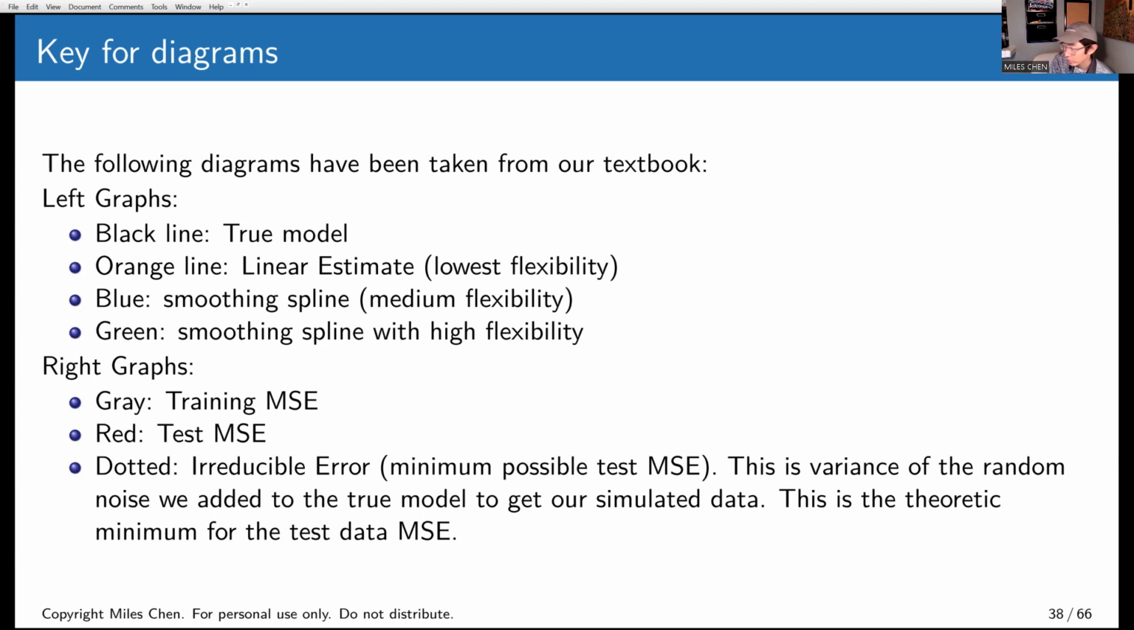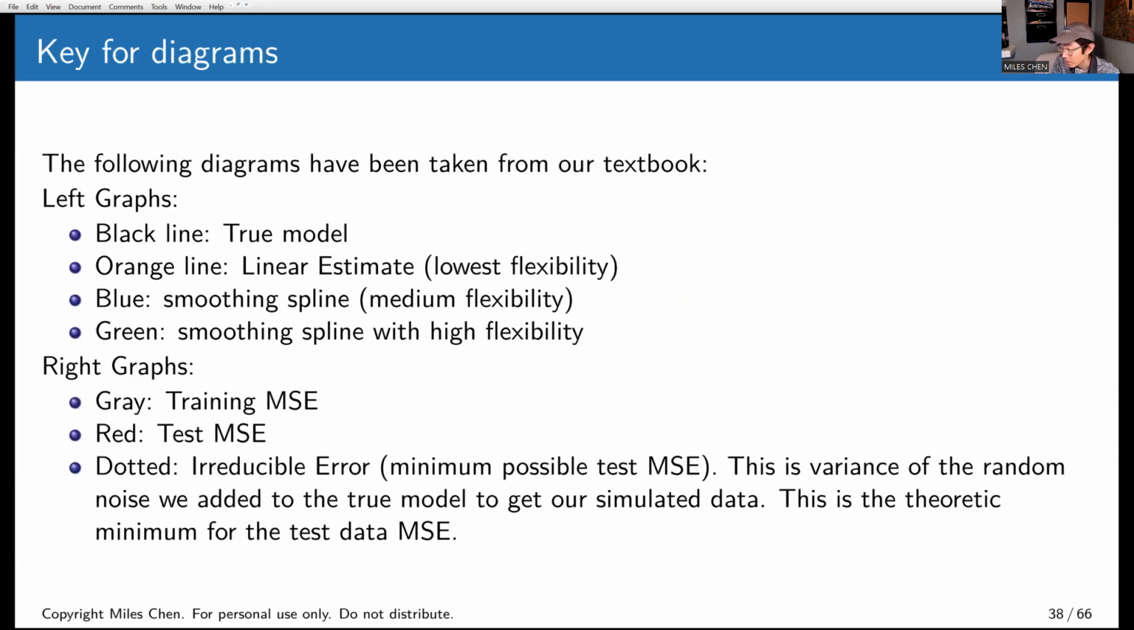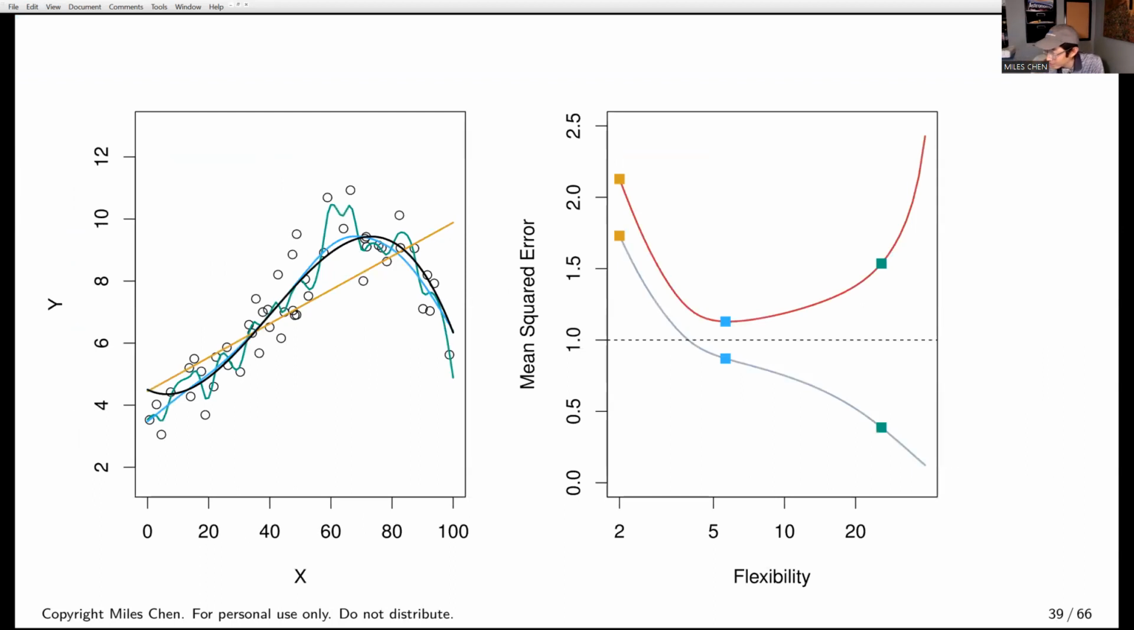Okay, so on the left, we're going to see several graphs here. On the left, the black line is the true model. Okay, and then we have 3 models to fit. The orange line is going to be a straight line model. And then we have a blue line, a smoothing spline with medium flexibility, and a green line with high flexibility. The blue and the green are a little bit hard to see. I will try to trace the blue line in red, so it's a little bit easier.